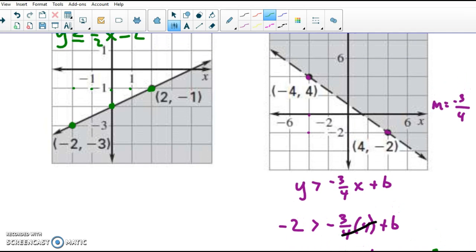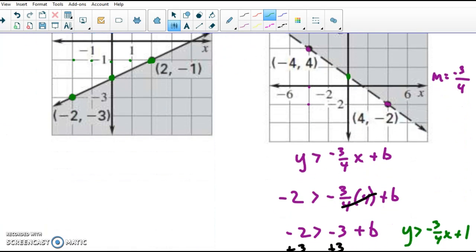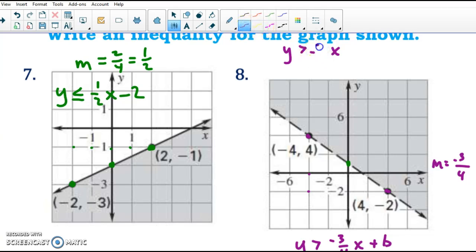And looking at my graph, I can see that 1 does make sense for this y-intercept because my scale is counting by 2. So I have 2, 4, 6. So this does look like a +1 would make sense. But even though it looks like 1, I need to test it algebraically to make sure that I give an exact location for it. So that is my inequality, -3/4. Let's write that up here too, plus 1.